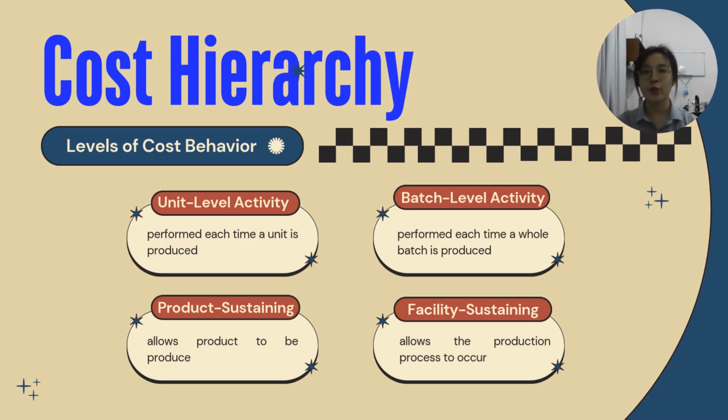So, we will now continue with the cost hierarchy. Cooper in 1996 defined cost behavior as falling into 4 levels, which are unit level activity, batch level activity, product sustaining activity, and facility sustaining activity. The unit level activity is performed each time a unit is produced, while the batch level activity is performed each time a whole batch is made. Besides, the product sustaining activity allows the product to be produced, and the facility sustaining activity allows the production process to occur. This hierarchy is important in defining cost and the application of ABC.